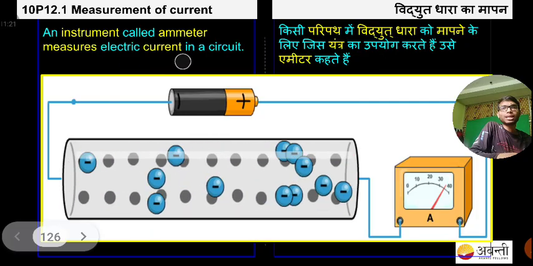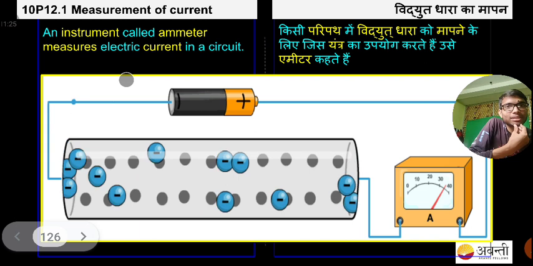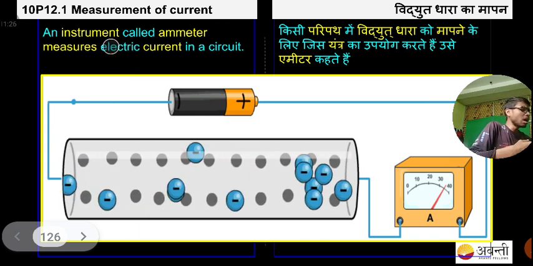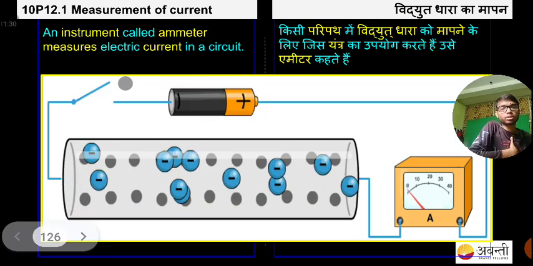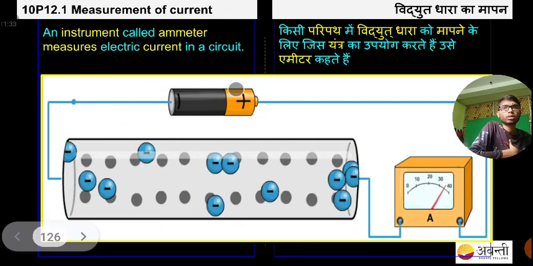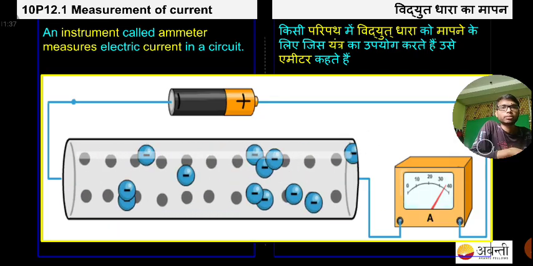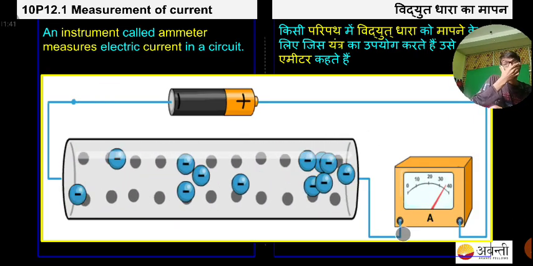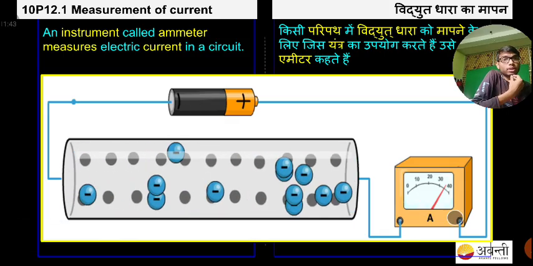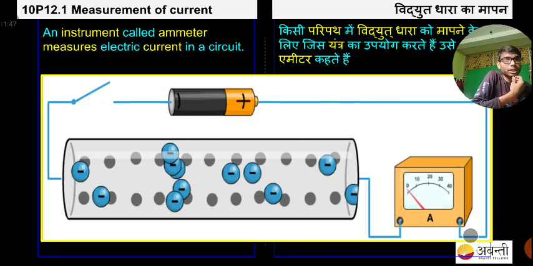Ammeter measures electric current. To measure electric current, we use this ammeter in a circuit. This is the device that we are talking about here. So this device will tell you what the electric current is.